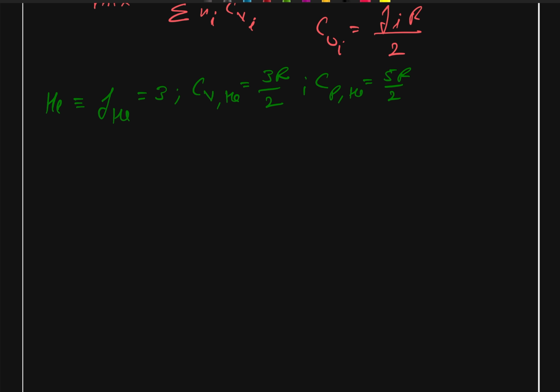Similarly, we can write for hydrogen. Hydrogen, its degree of freedom is 5, with no vibrational modes, and its Cv for hydrogen will be 5R by 2, and our Cp of hydrogen will be equal to 5R by 2 plus R. That will give us 7R by 2.